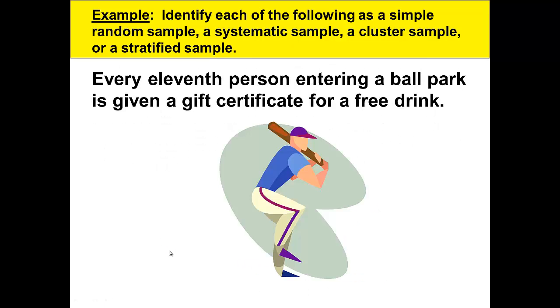Let's look at this example. Every 11th person entering the ballpark is given a gift certificate for a free drink. This one is systematic. Why? Because it's picking every 11th person, which is a formula or a pattern to follow. Therefore, there's a system. Therefore, systematic.